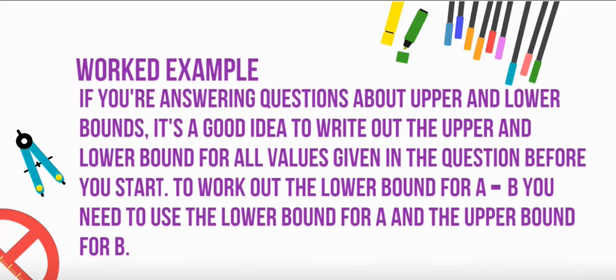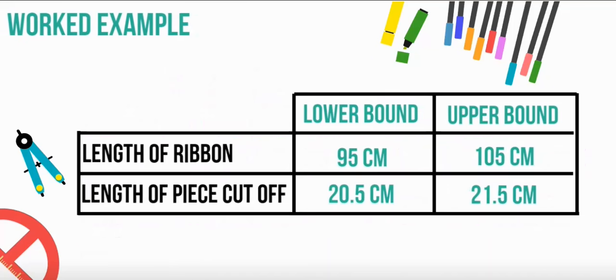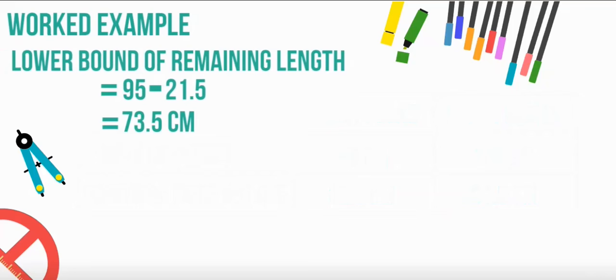If you're answering questions about upper and lower bounds, it's a good idea to write out the upper and lower bound for all values given in the question before you start. To work out the lower bound for a minus b, you need to use the lower bound for a and the upper bound for b. Here are the upper and lower bounds. Here's the working out.